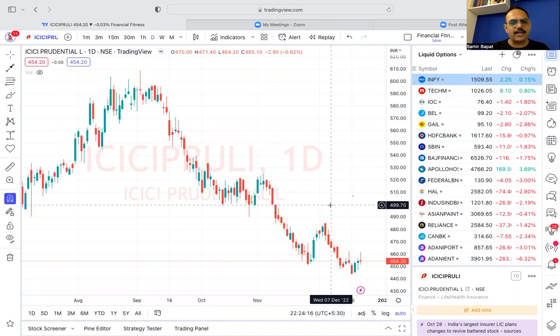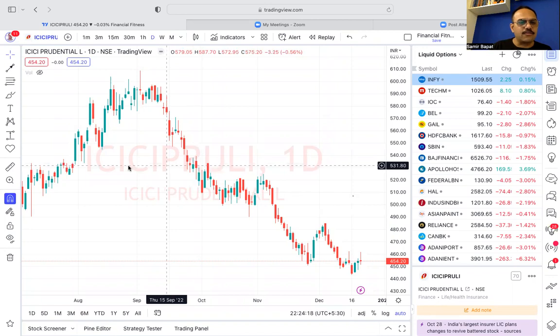Yes? Okay, great. Some question was there: what could be the success probability percentage-wise of the Harami pattern? Probability-wise, it is lower than the bullish engulfing and the piercing pattern. So that is in third rank. Let's say 50 to 60% chances we can say.